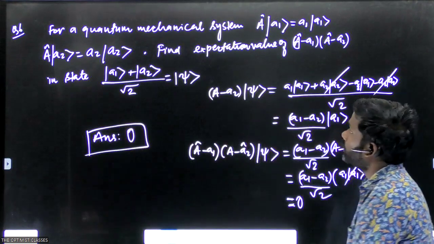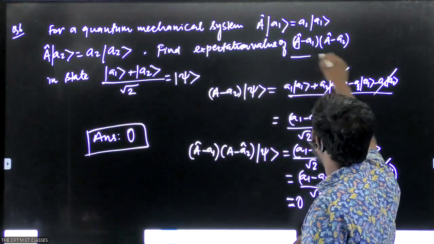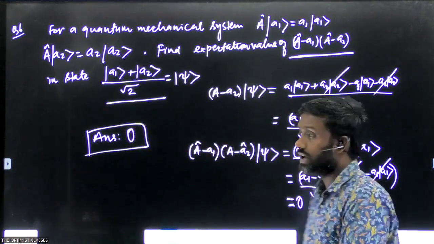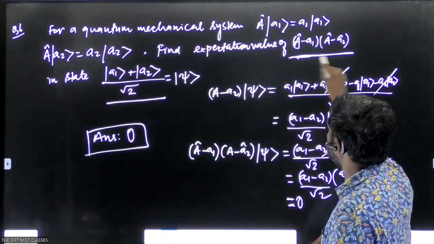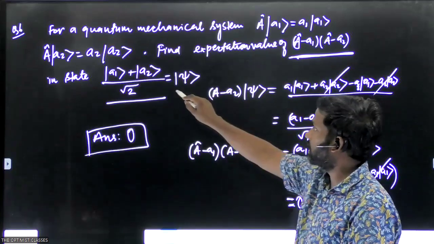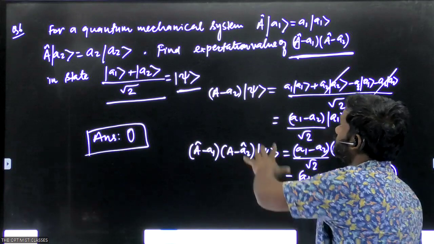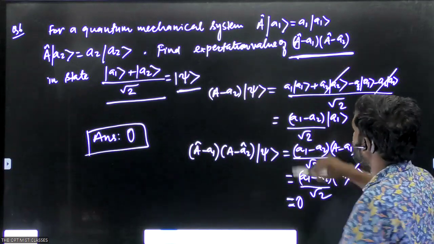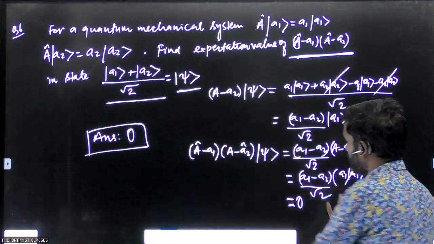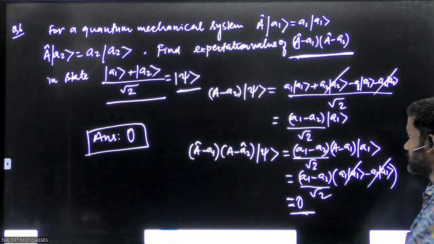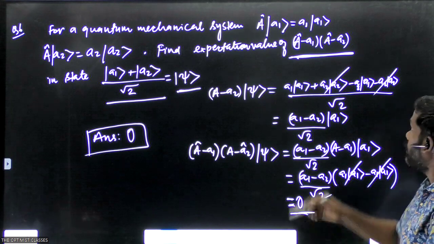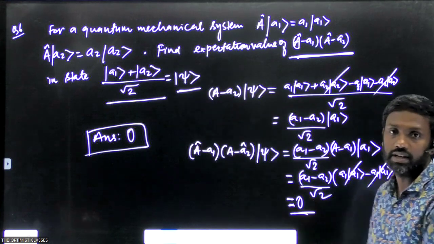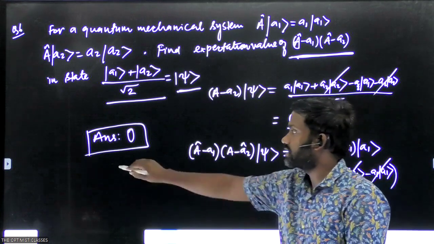Okay, so the question says to find the expectation value of this operator in this state. So what I have done is this: I have just operated this operator on ket psi. We first operated a minus a2, and then we operated a minus a1, and we are getting 0 here. So when you operate a minus a1 and a minus a2 on this ket psi, you get 0. So obviously the expectation value will be 0. Therefore the answer is 0 here.